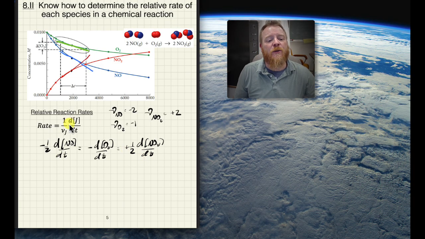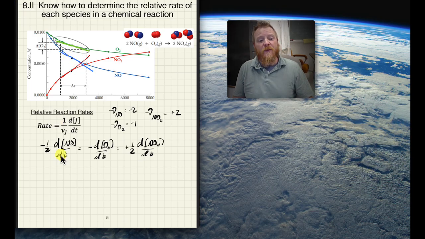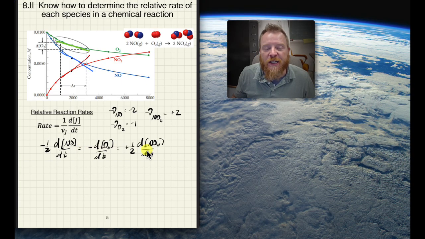And then similarly, in order to make the rates of O2 and NO equal to each other, because NO is decaying at a rate twice that of O2, if we divide the rate of NO by 2, it will equal the rate of O2. So this is what I mean when we say our relative reaction rates. And of course, if we were to plug in actual values to calculate those deltas, we would then all get equivalent numbers when considering their stoichiometric coefficients.